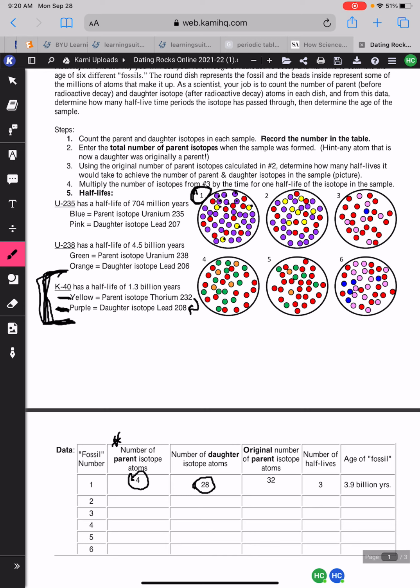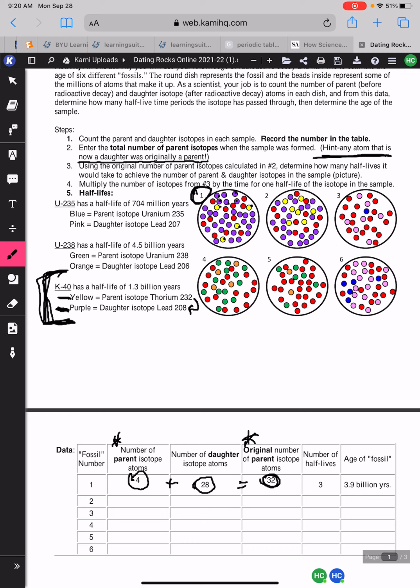So now we figure out the original number of parent isotope atoms. Here I said that any atom that is now a daughter was originally a parent. So we need to figure out the original number of parents. You can count up all the purple and all the yellow, or you can take 4 plus the 28, and that's going to equal 32. So that's our total original number.